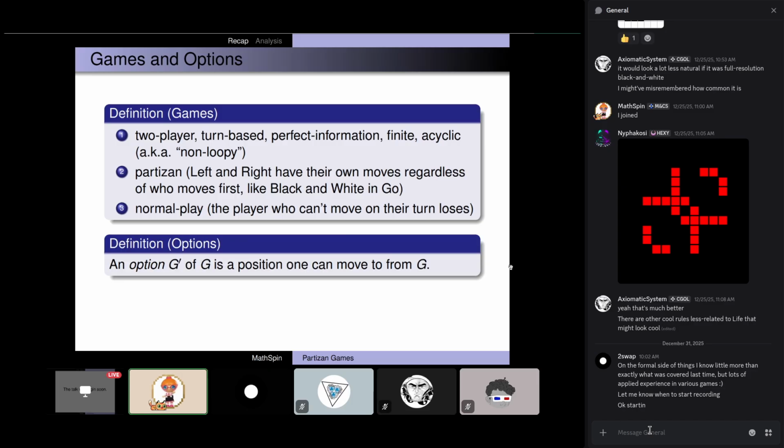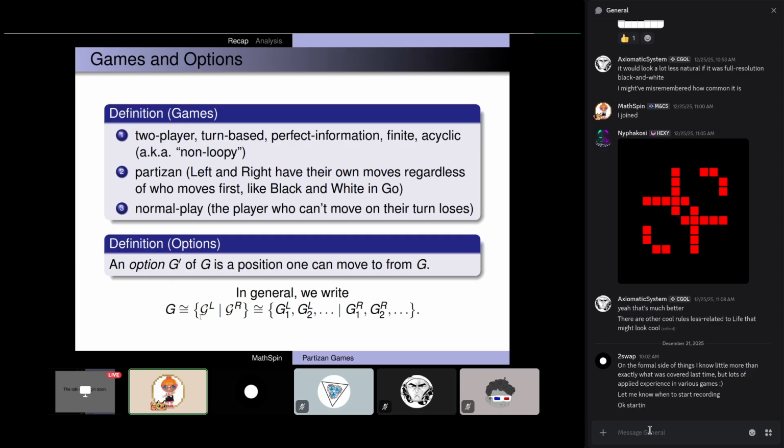Some terminology. An option is a position you can move to from a given position G. And as before, I might say game when I mean game position. This is pretty standard. And in using symbols, I'm going to use this congruent symbol to mean is exactly the same, or is exactly the same game tree at least.